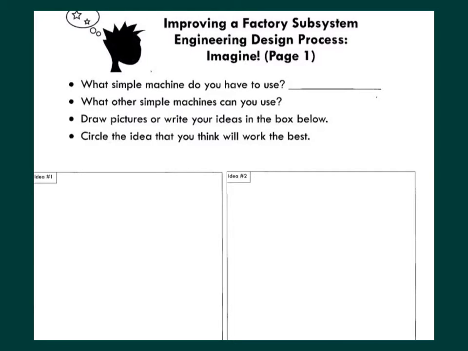Improving a Factory Subsystem, Engineering Design Process. Imagine, page 1. What simple machine do you have to use? What other simple machines can you use? Draw pictures or write your ideas in the box below. Circle the idea that you think will work the best.